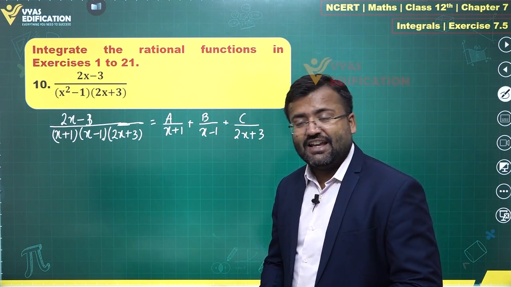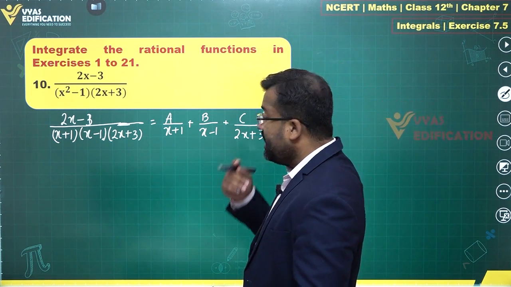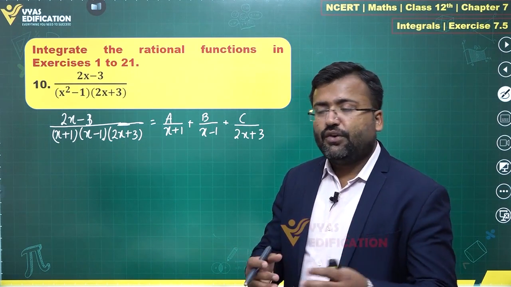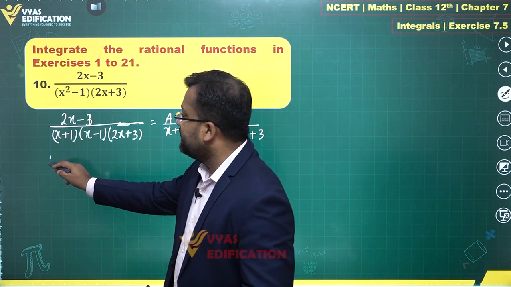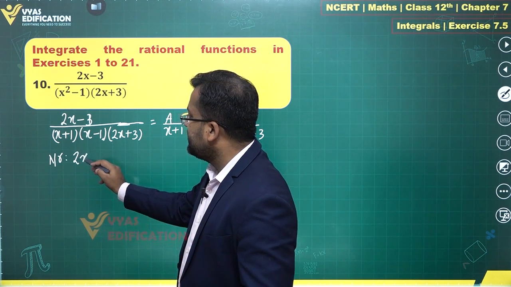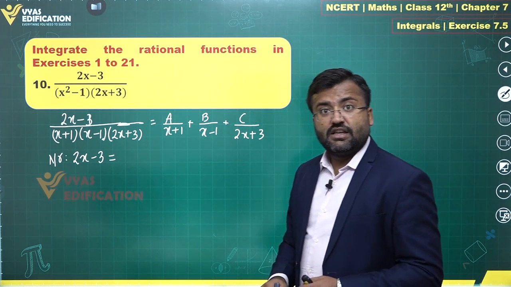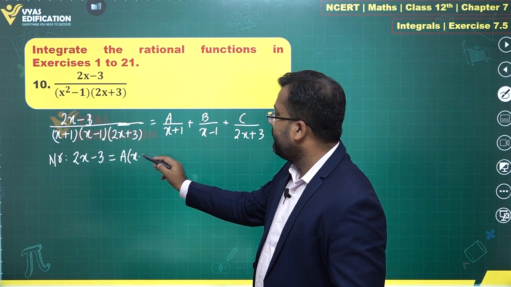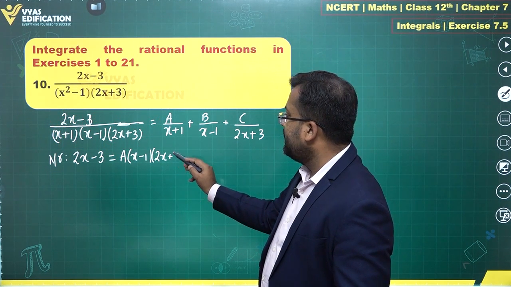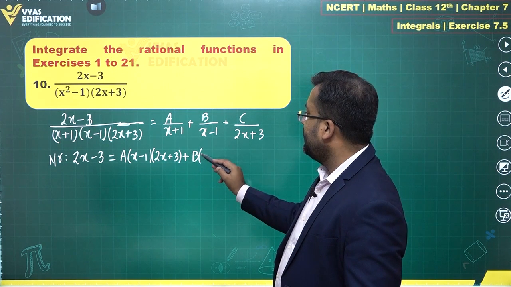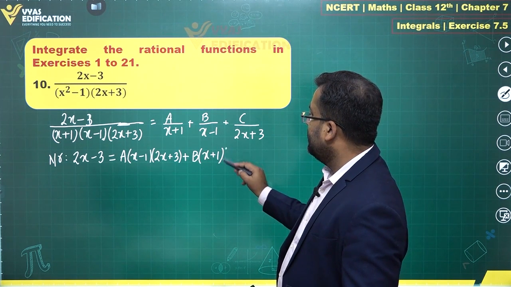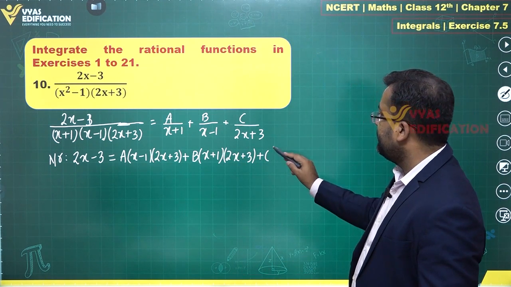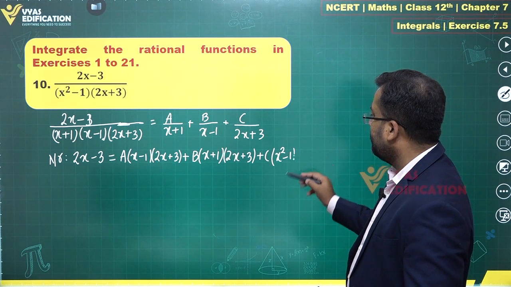But then, the NCERT people and the CBSE board people wanted to solve using some other idea. In the competitive exams, you can obviously use this approach, but for the NCERT, what we'll do is compare the numerators. So in the numerator, we have 2x minus 3 over here, and in the numerator over here, we'll have a times x minus 1 times 2x plus 3, plus b times x plus 1 and 2x plus 3, plus c times x plus 1 times x minus 1, which is actually x square minus 1. This is what you have.